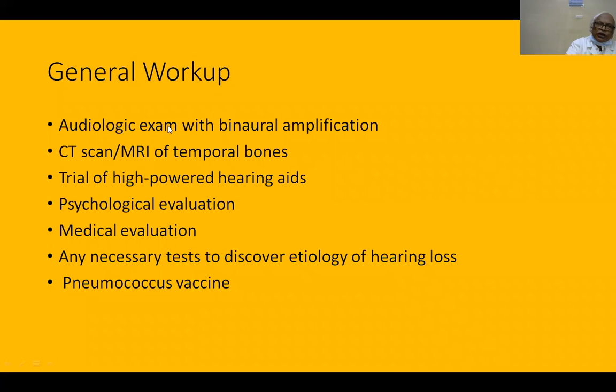So a thorough audiological examination has to be done so that there is binaural amplification, and a CT scan and MRI should be done. There must be a fluid-filled cochlea and a functioning auditory nerve. They are the requisites for cochlear implantation. And as we already mentioned, patients should be well versed in using a hearing aid, and there must be psychological evaluation. This is very important, and medical evaluation is also very important. All necessary investigations should be done to know the etiology of the hearing loss, and we have to give a pneumococcal vaccine to prevent postoperative meningitis.